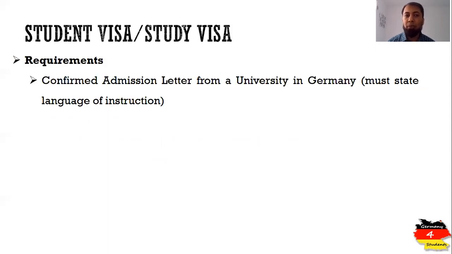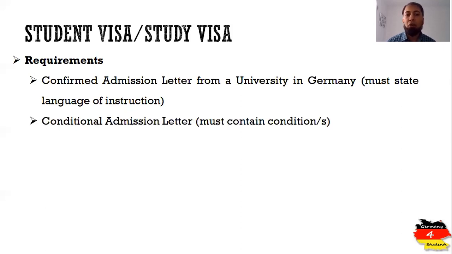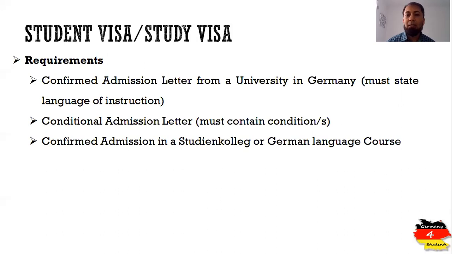Now the last type of visa is the student visa or the study visa. And in order to get this study visa, there are multiple options. Either you have a confirmed admission letter from a university. Your admission letter must state what is the language of instruction of your course, or you can be holding a conditional admission letter, and your letter must contain the conditions under which you will be admitted to the university. So either you have a confirmed admission letter or a conditional admission letter.